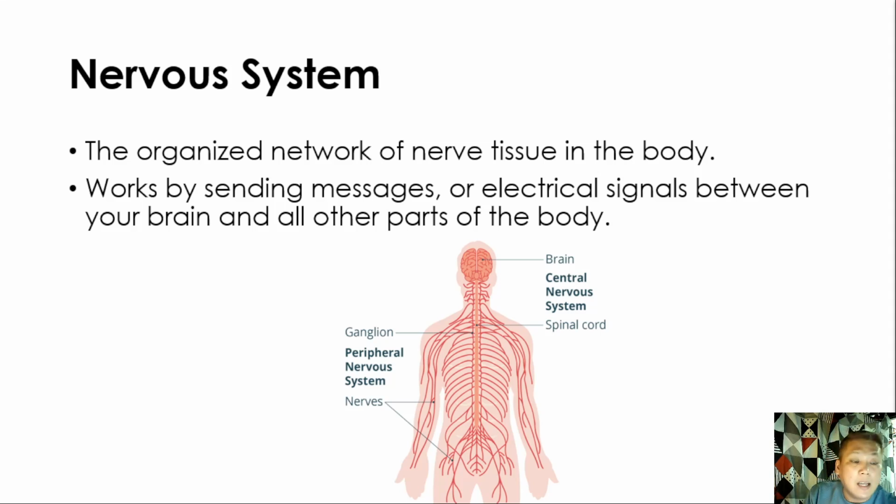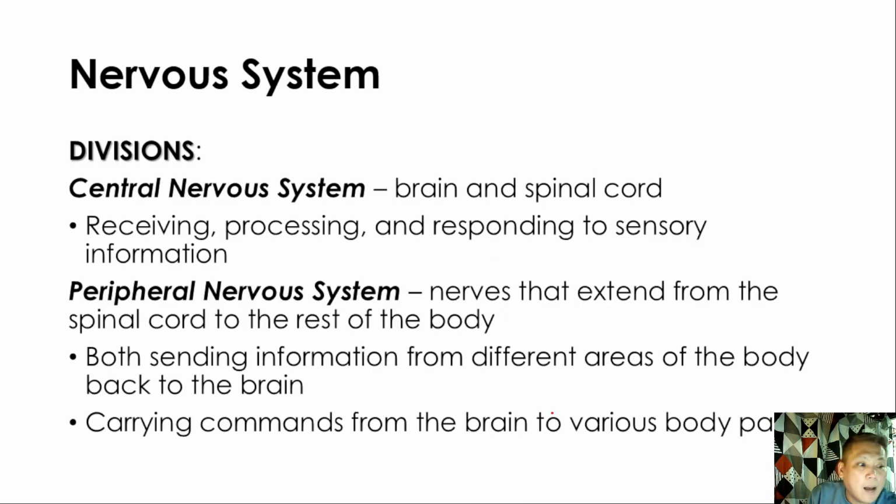Di ba? Sabi natin, our nervous system has two parts or two divisions. We have the central nervous system that comprises your brain, di ba? And your peripheral nervous system that comprises your spinal cord, which is dun po nakakonect yung mga nerves natin. Di ba? So diyan siya nag-send ng signal.